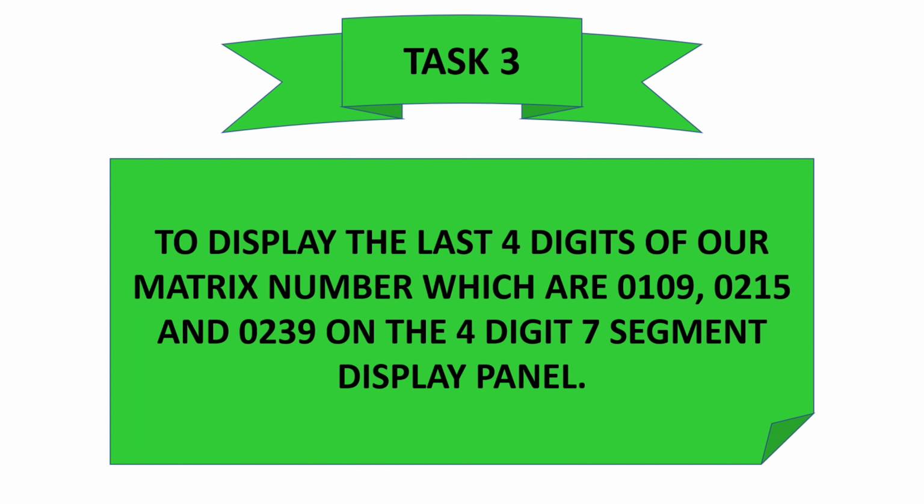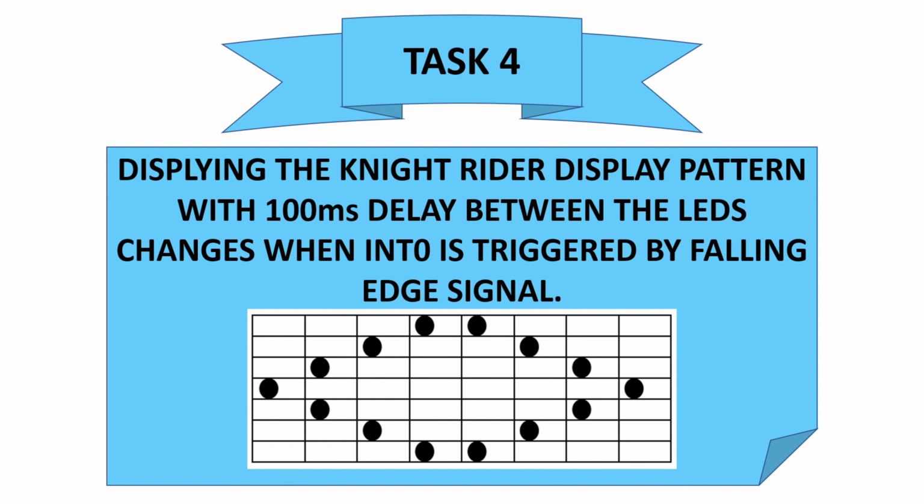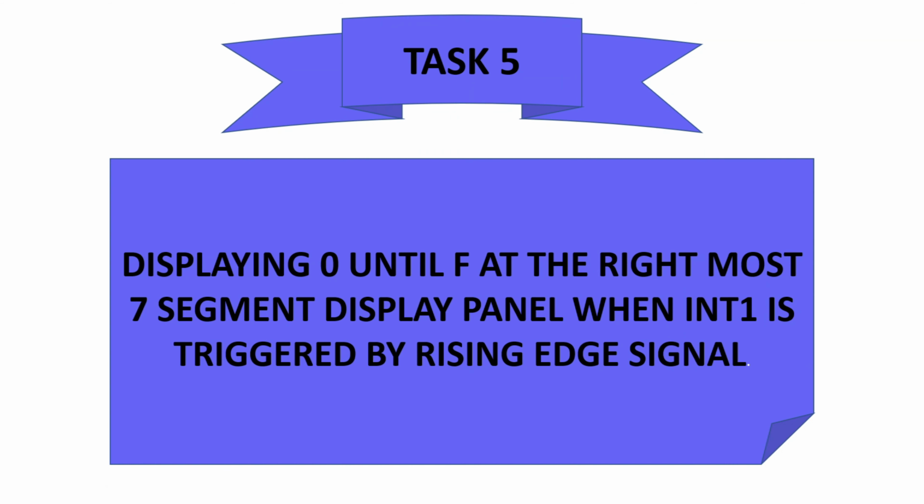Task 3 is to display the last 4 digits of our matrix number, which are 0109, 0215 and 0239 on the 4-digit 7-segment display panel. Task 4 is displaying the Night Rider display pattern as shown here, with 100 millisecond delay between the LED changes, when interrupt 0 (INT0) is triggered by falling edge signal. And lastly, task 5 is displaying 0 until F at the rightmost 7-segment display panel when interrupt 1 (INT1) is triggered by rising edge signal.